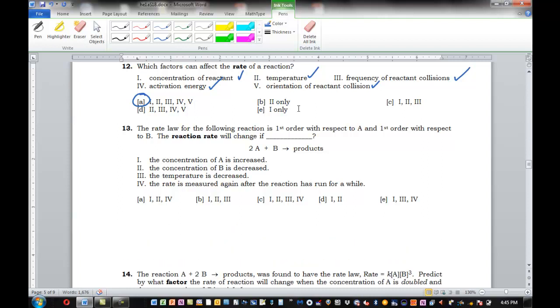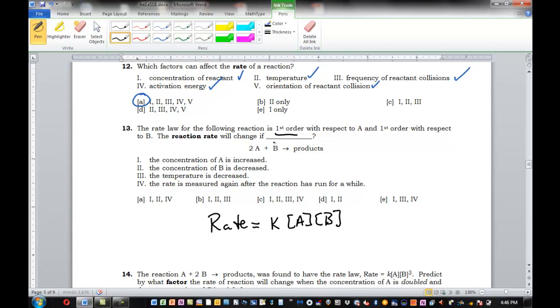All right, 13. I thought I did 13 as one of the 5 most missed, but I think that was 15. So let's do 13. Here you are essentially told the rate law in words. You're given the rate law in words. So let's write that out. The rate law always has this form. Rate is equal to a rate constant, and it says it's first order with respect to A, and it's first order with respect to B.